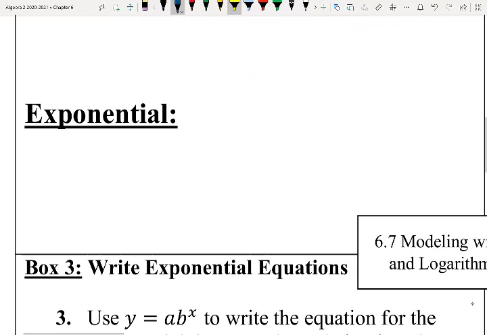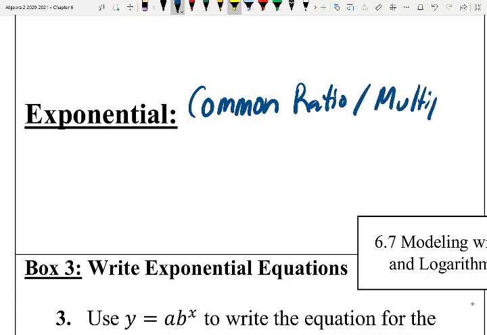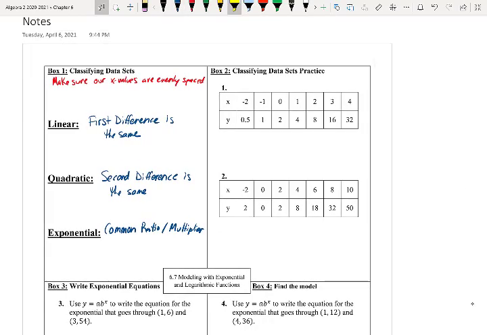Our exponential, which is what we're dealing with here, we know from throughout this chapter that in order for it to be exponential, we have to have a multiplication happening. So we have to have a common ratio, which we know looks like a multiplier. So if all of my terms to get from one to the next for my y values has a common multiplication, then we know that it's an exponential function.